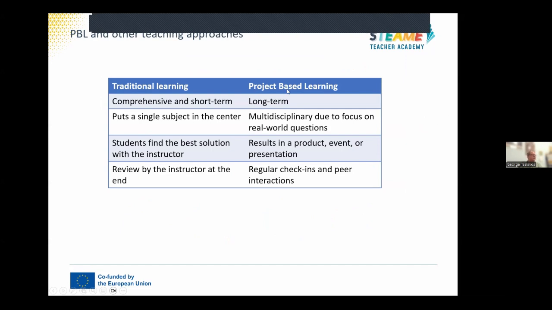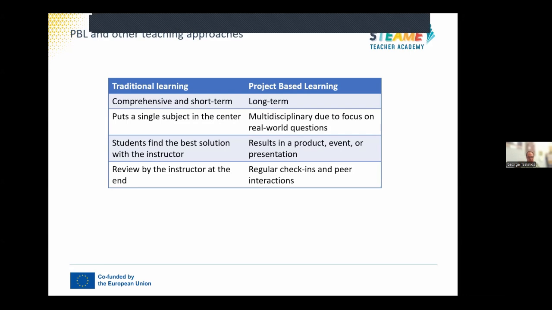You see that comparing with traditional learning, we have very important differences. Usually traditional learning is short-term and comprehensive. And on the other hand, project-based learning is a long-term, let's say, activity or period.